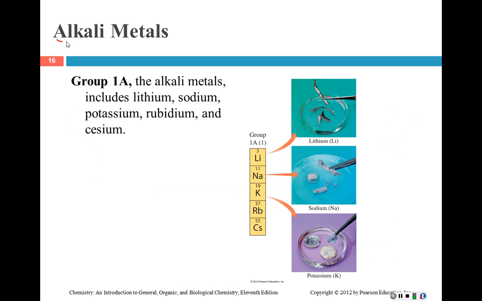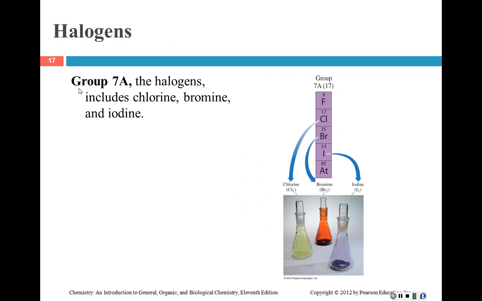So, starting with the alkali metals, which are group 1A, the alkali metals include lithium, sodium, potassium, rubidium, and cesium. And they all have very similar properties. Notice that they are kind of soft-looking metals. Group 7A, called the halogens, include fluorine, chlorine, bromine, iodine. These are the ones that we're most familiar with, and the ones that we will be dealing with in this course.